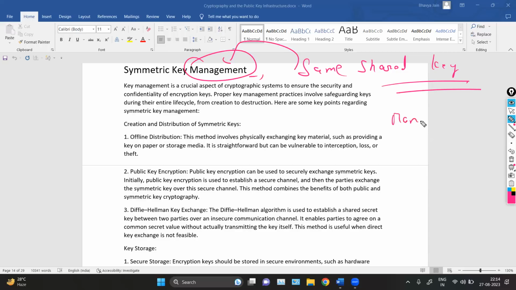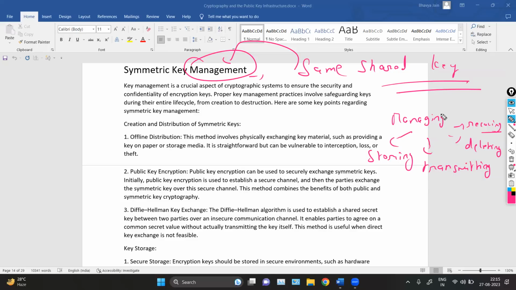Managing includes storing the key, transmitting the key, deleting the key, and recovering the key. These are the factors we have to discuss in key management. Managing is all about how we can store the key securely, how we can transmit the key securely, how we can delete the keys, and how we can recover the keys.